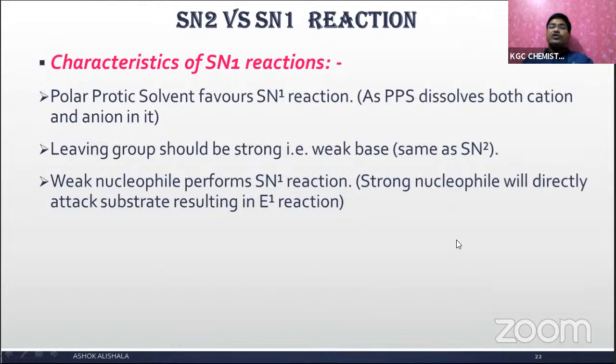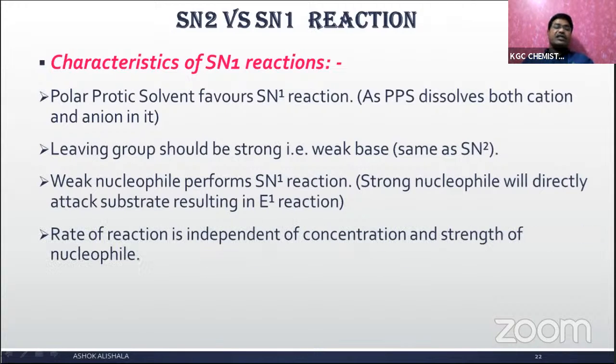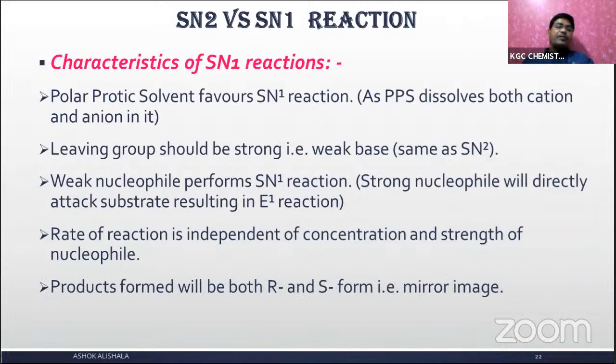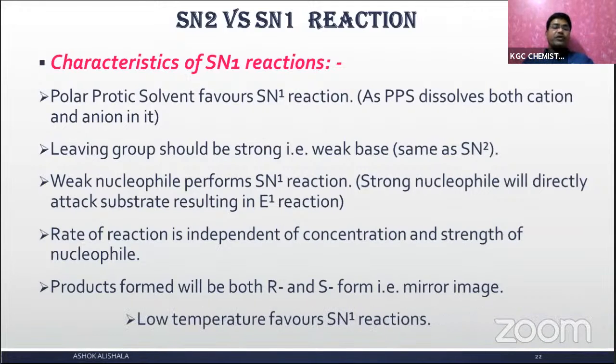A strong nucleophile will directly attack the substrate, resulting even in elimination. Therefore, we need only a weak nucleophile. If it is a strong nucleophile, that leads to elimination. Rate of reaction is independent of the concentration and strength of the nucleophile. Products formed will be both R and S forms, that is mirror images, or we can say two stereoisomers are formed.